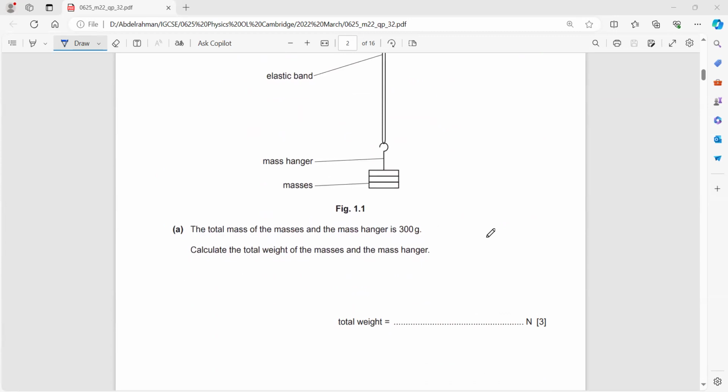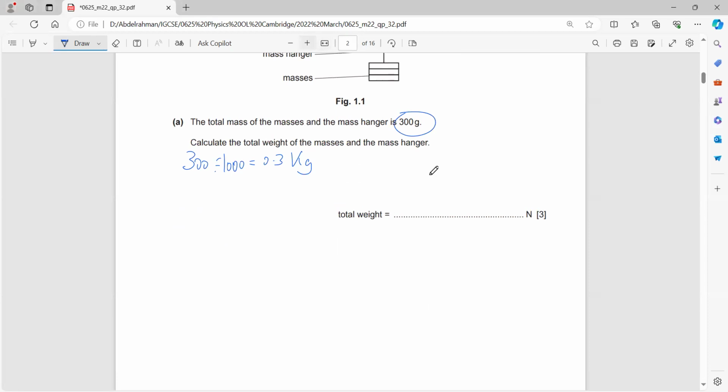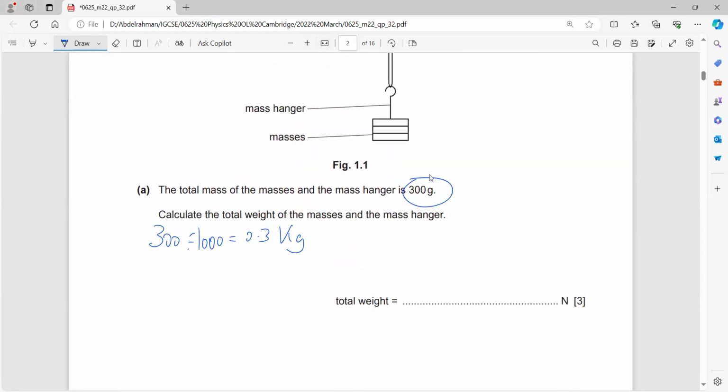Calculate the total weight. Do we convert the grams to kilograms, or leave them as they are? Yes, to find the weight, we must use kilograms. How can we convert from grams to kilograms? Divide by 1000. 300 divided by 1000 is 0.3 kilograms. Then weight equals 0.3 times 9.8.